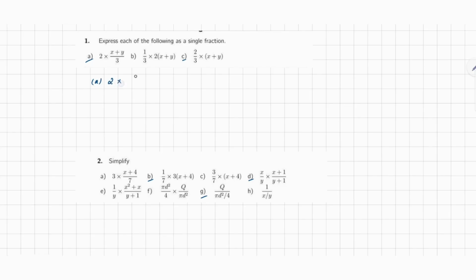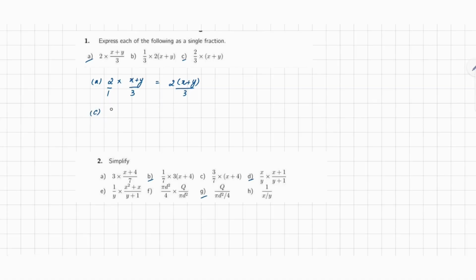We have 2 times (x plus y) over 3. We can multiply 2 directly into the numerator, as this can also be written as 2 over 1. And we just multiply the numerator with the numerator and the denominator with the denominator. So we get 2 times (x plus y) over 3.